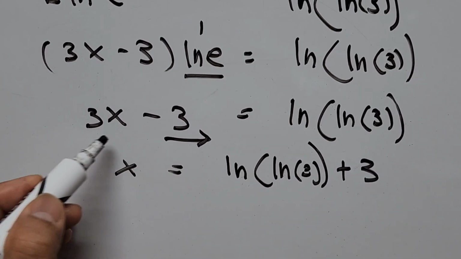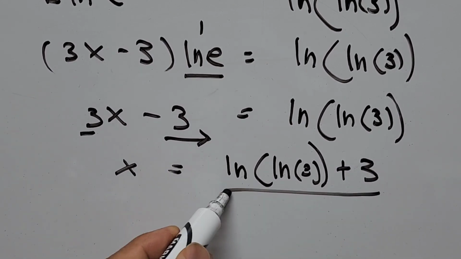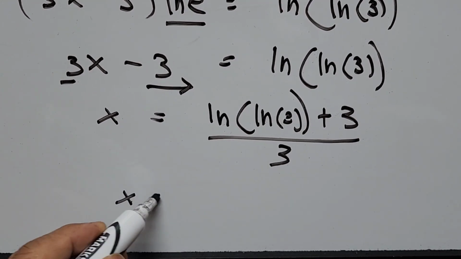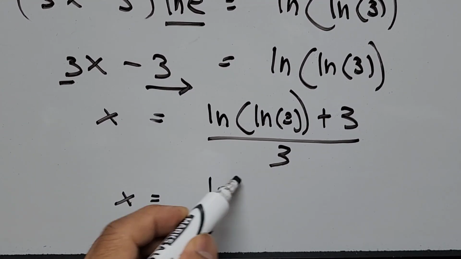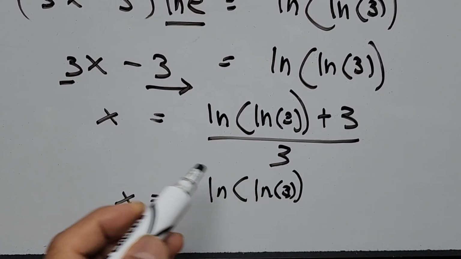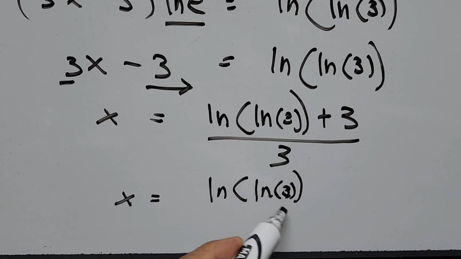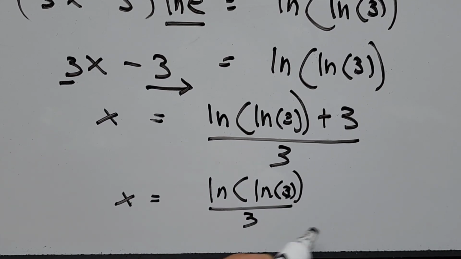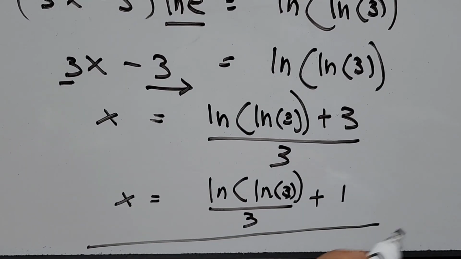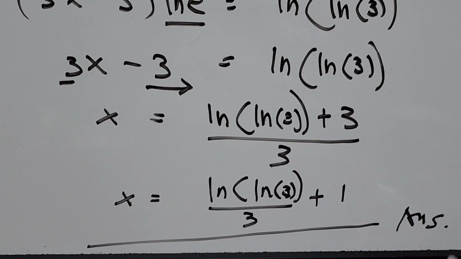And we have the coefficient of x as 3, so divide the whole thing by 3. So the value of x is equal to natural logarithm of the natural logarithm of 3, over the common denominator of 3, so that is divided by 3, then plus 3 divided by 3 is 1. So this is our final answer.